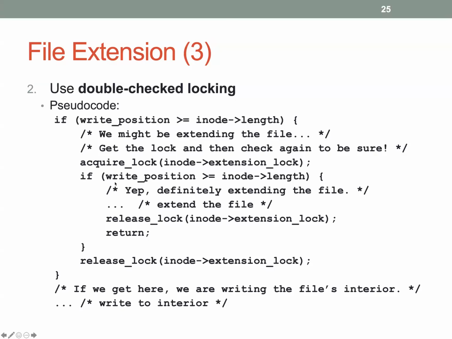So anyway, you can see here that if you check to see if you are extending the file, and then you get in here and you find you're not extending the file, then you can go ahead and release the extension lock right away. And you now know that you're writing within the interior of the file. So this is the double check locking mechanism, and it's a strong contender for a good approach in this implementation.